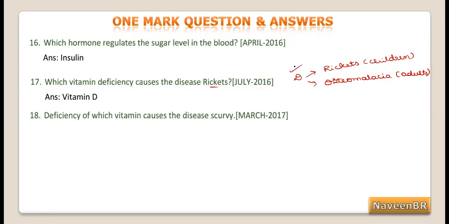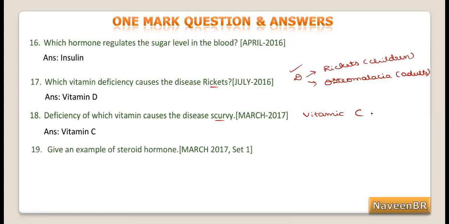The next question from March 2017. Deficiency of which vitamin causes scurvy? We can observe the importance of that. All the vitamins you need to learn with their deficiencies. Try to focus on that to remember. Now, scurvy is due to the deficiency of vitamin C, that is ascorbic acid. The answer is vitamin C.